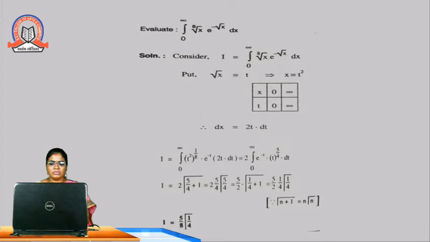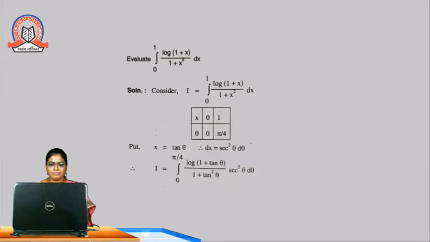dx equal to 2t dt. We are getting, after substituting the value, 2 integral 0 to infinity e power minus t power 5 by 4 dt. Using the gamma formula, we are getting 2 gamma 5 by 4 plus 1. Substituting the value of gamma n plus 1 equal to n gamma n, we are getting the final answer I equal to 5 by 8 gamma 1 by 4.